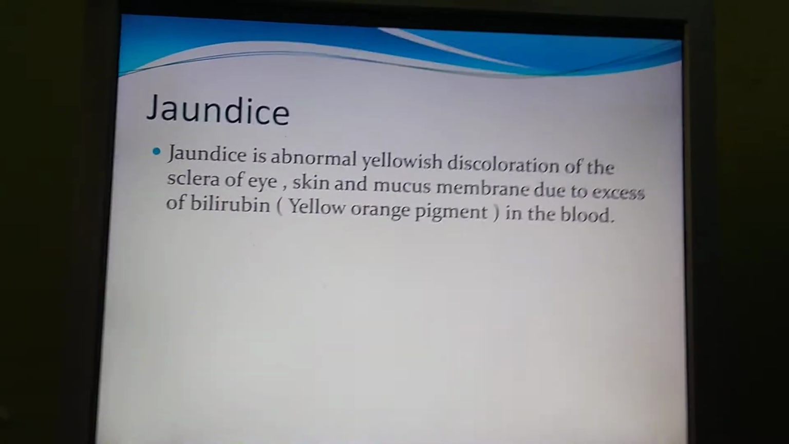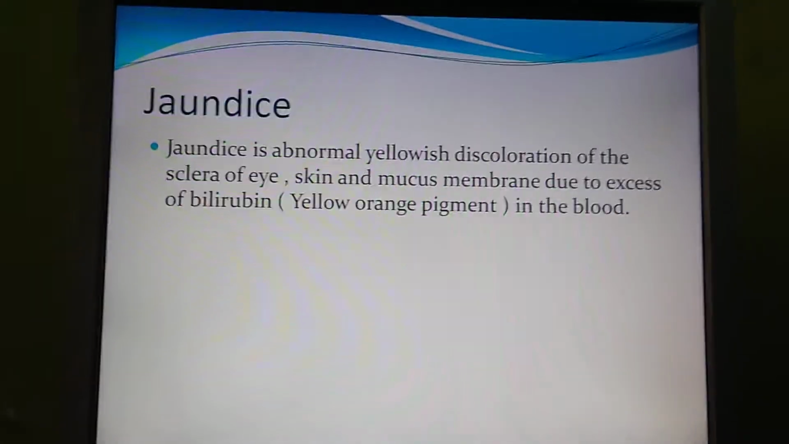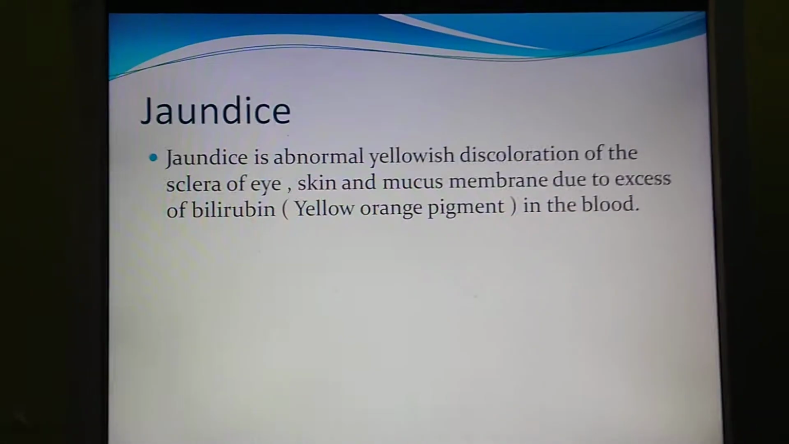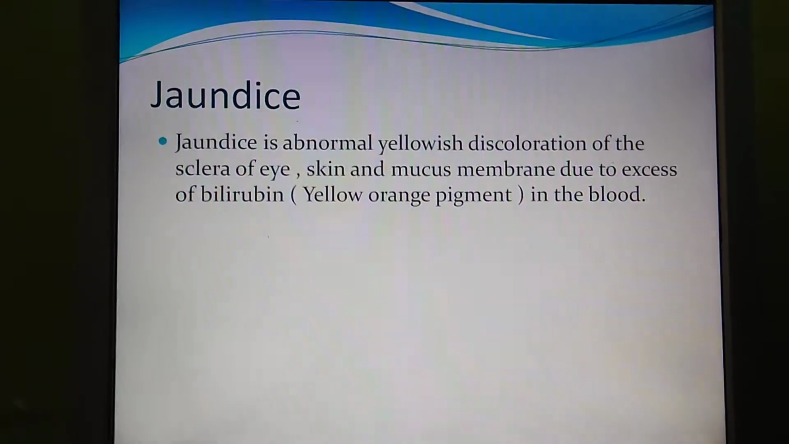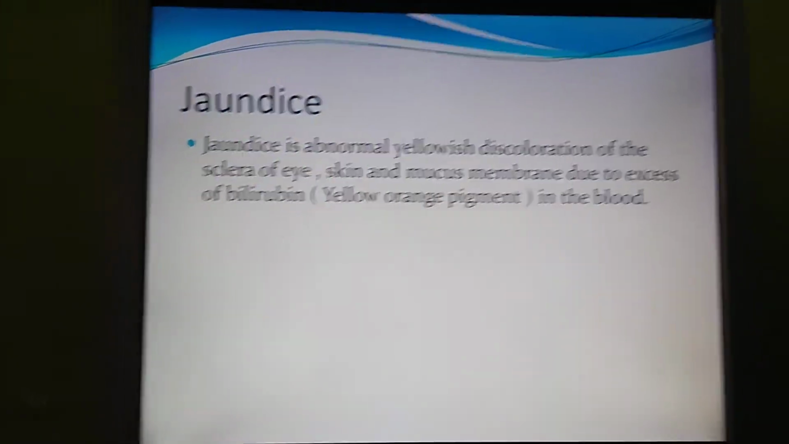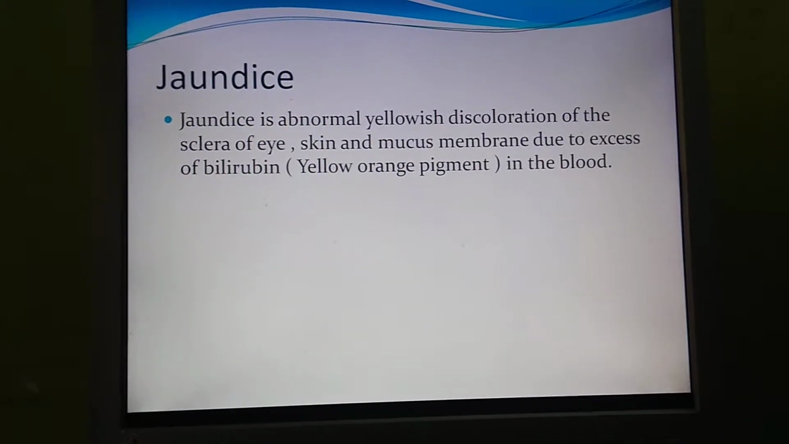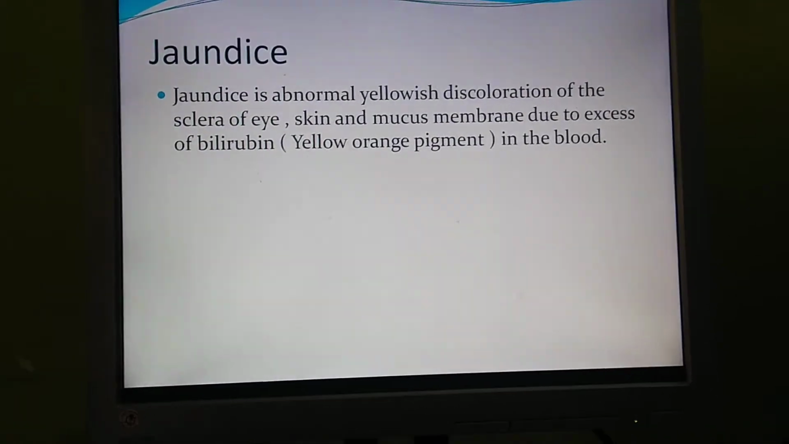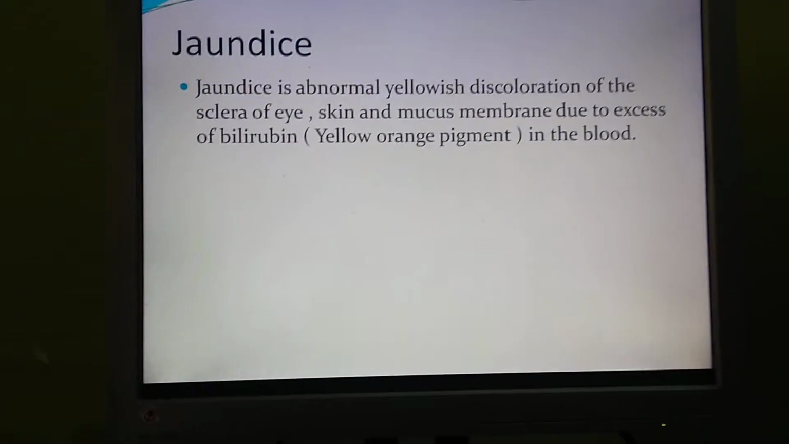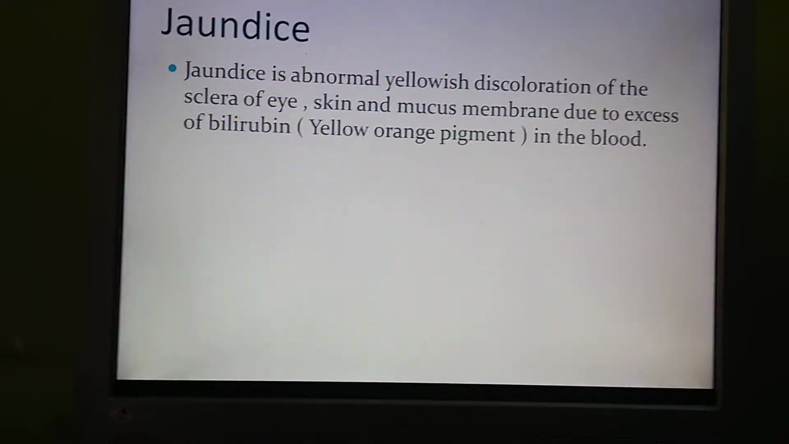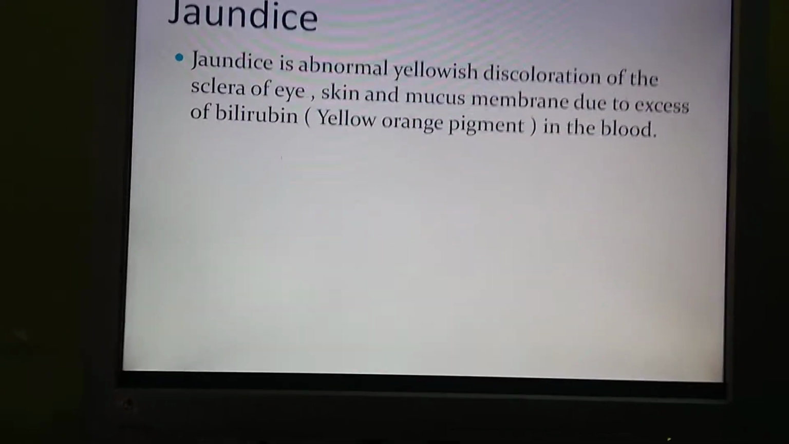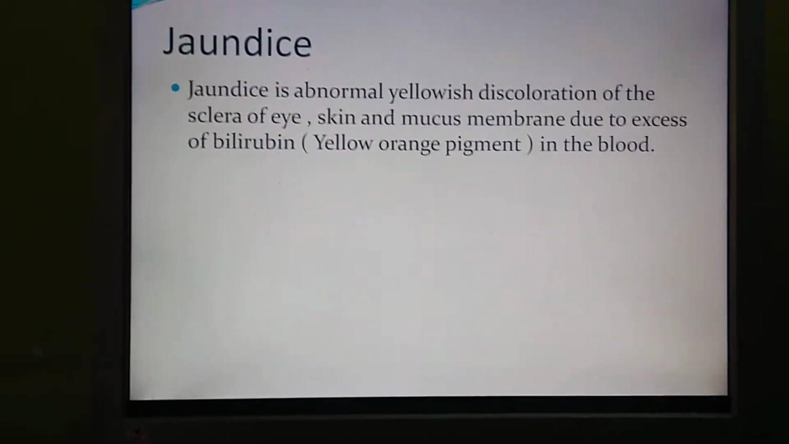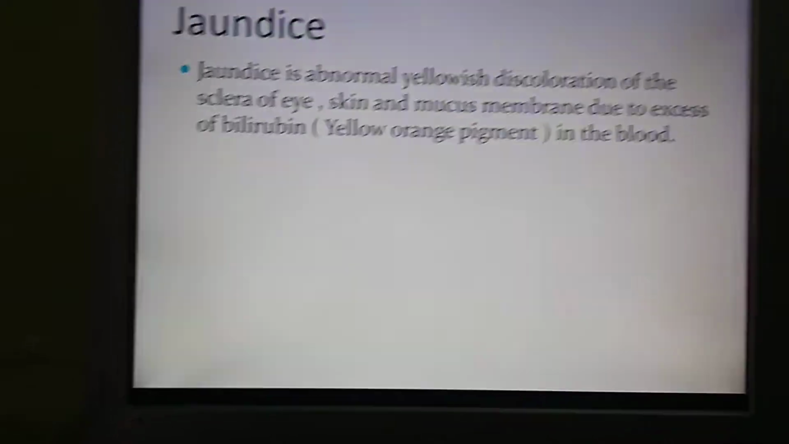In jaundice, there is more production of bilirubin. This bilirubin is of two types, direct and indirect. Depending on the condition of the jaundice, the values are increased. So, more bilirubin is in the blood. Jaundice is diagnosed when you check the serum bilirubin level of the patient. Normally it is 0.1 to 1, but if jaundice is there, the bilirubin level increases more.